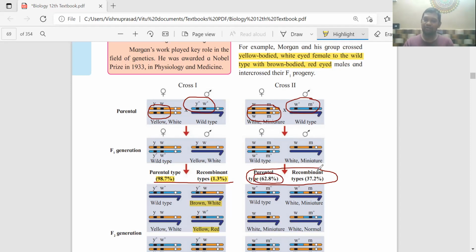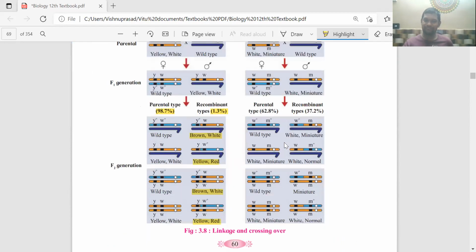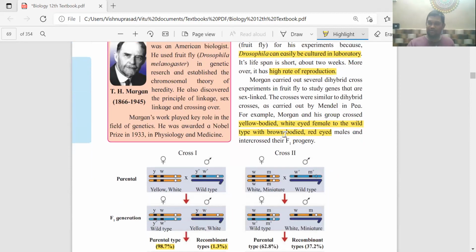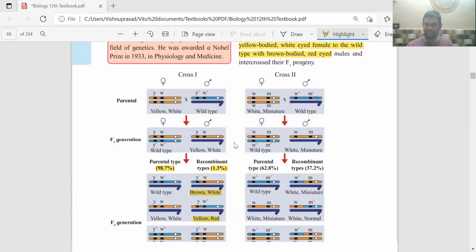62.8%. And there were more recombinant types produced. You can see it even in the F2 generation. Notice that between cross 1 and cross 2, what is the output you are able to see as a difference? This percentage is telling you everything, because the genes present on the chromosomes are either closely located like this or far away located like this. Is that clear?